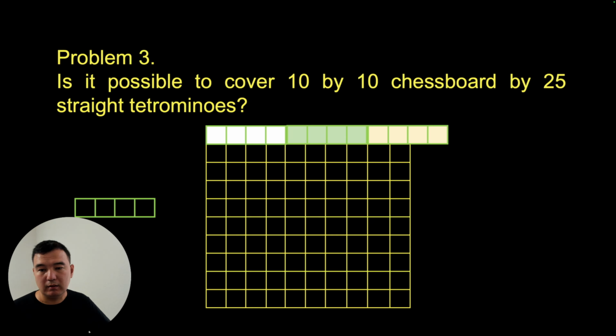So you can put there 2 vertical Tetrominoes and then go back to the left, like a snake. But if you pause the video and try to fit the 10 by 10 board by 25 Tetrominoes, technically, since there are 25 Tetrominoes, 4 cells each, that should cover 100 cells, and 10 by 10 is 100. It should be okay, but if you try to do that, it's not possible. So now we want to prove why it's not possible to cover it by 25 straight Tetrominoes.